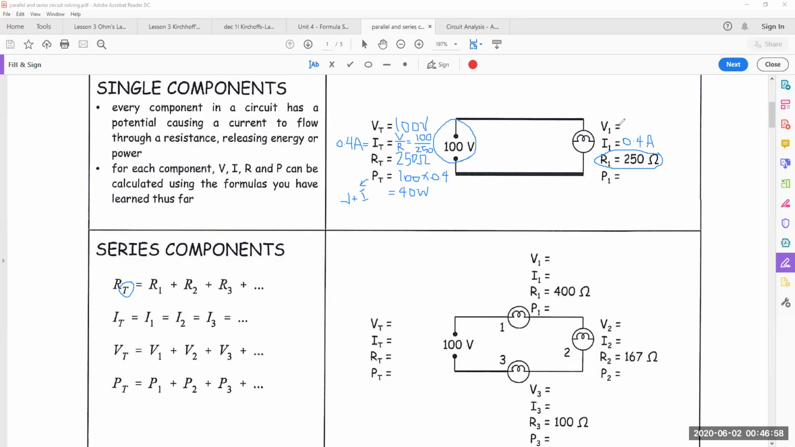Here, what's my voltage? I'm going to use Ohm's law. V is equal to IR, right? I times R. That's why you have to have your formula sheet to make sure you use it. So V is equal I times R, so 0.4 multiplied by 250 is equal to 100 volts, right? So it makes sense.